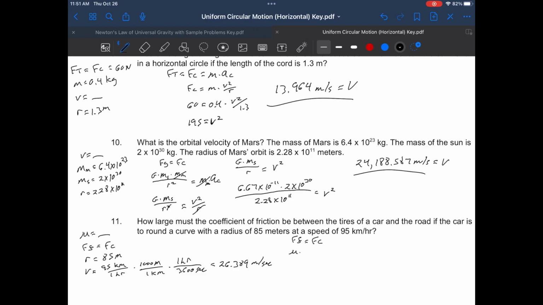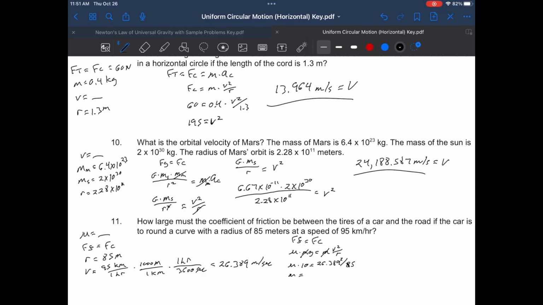Force of friction is the centripetal force. Force of friction we saw earlier is coefficient times mg because mg is balanced with force normal. And centripetal force is mass times acceleration, but acceleration is v squared over r. Skipping a little bit of steps because we did them earlier. Masses cancel out, so coefficient of friction times g, or times 10, is equal to the velocity they gave us, 26.389 squared divided by the radius of 85.